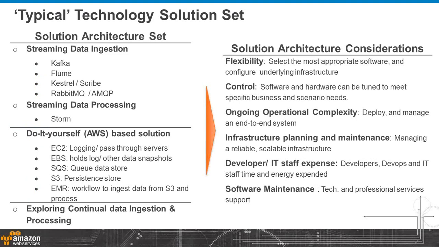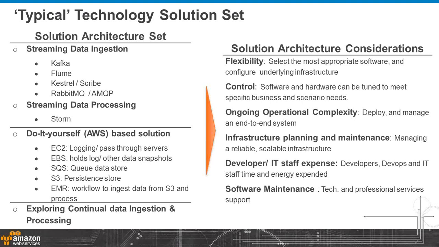So what are some other typical solution sets in which this sort of a streaming data processing system is being constructed, operated, and managed today? We see three big categories. The first category has composed together solutions comprising of focused data ingestion software components, examples here being Kafka, Flume, Kestrel, Scribe, or other message queuing products, and then coupling such a system with a focused streaming data processing engine such as Storm.